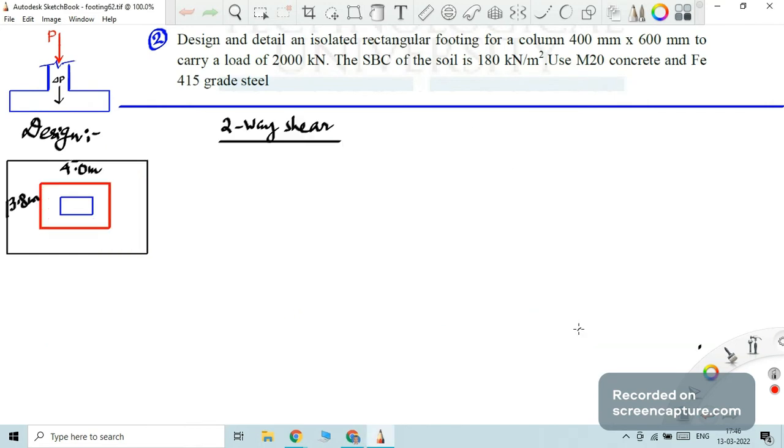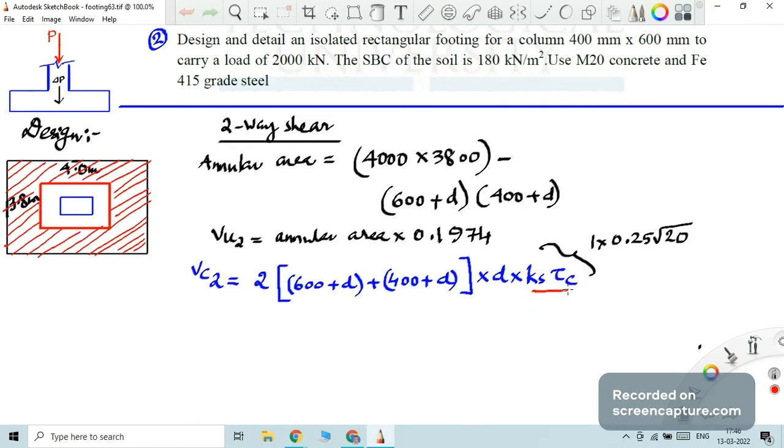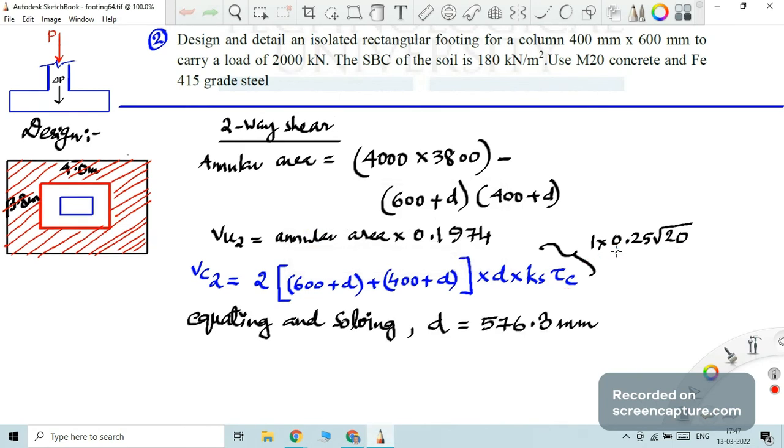In two-way shear, the code stipulates Ks into tau c based on the flat slab concept, and that value is Ks, maximum 1, as I explained in the previous example, multiplied by 0.25 into root fck. So this is not 0.36. Be very careful. This is going to be 1.118, not 0.36. This is a very common mistake that people make. I have valued many answer sheets, so from that experience I am telling you, this is a very sore point.